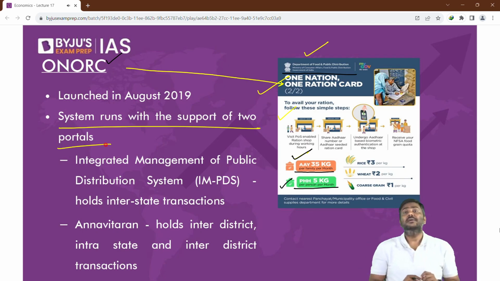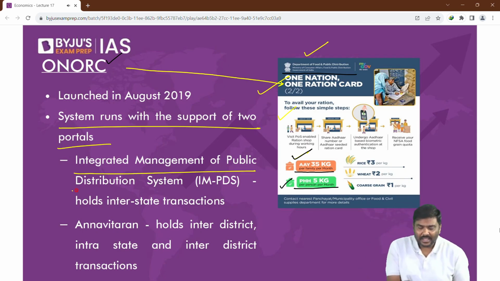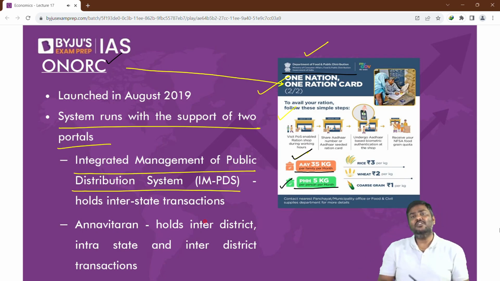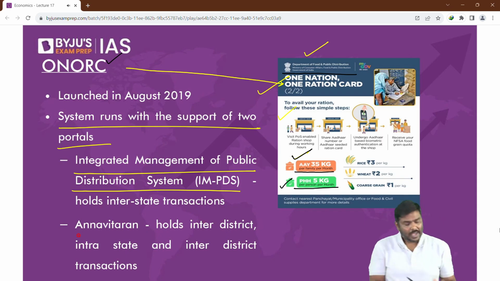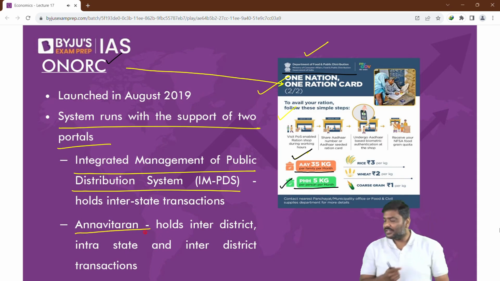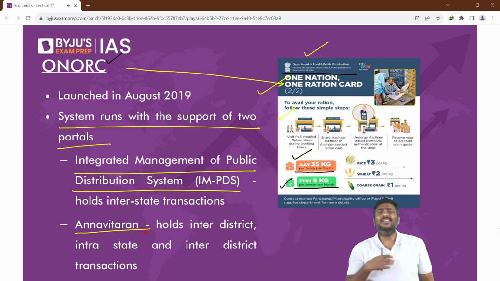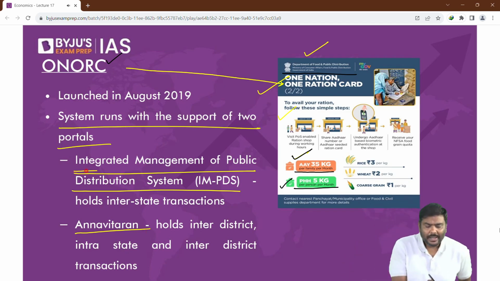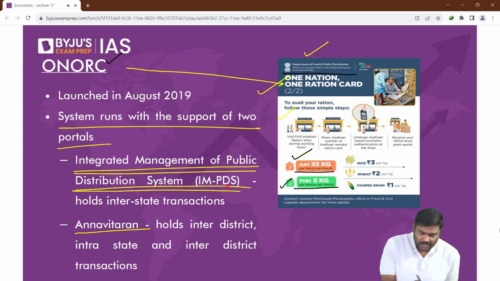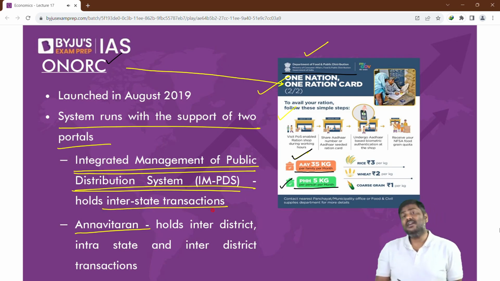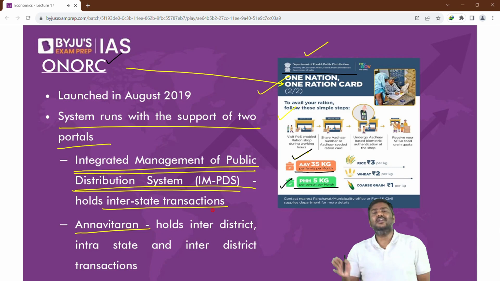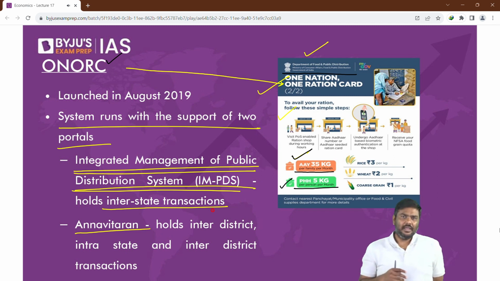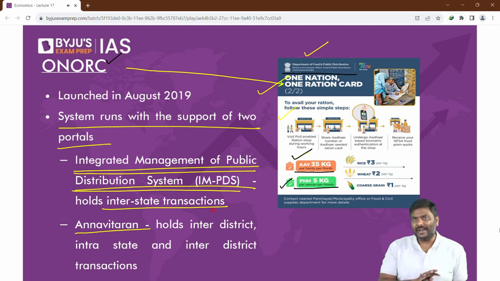Please remember this. There are two systems which are actually used. There are two portals. What are the two portals? One is called the IMPDS, Integrated Management of Public Distribution System, and the second one is called the Anna Vitran Portal. Integrated Management of Public Distribution System will record all the interstate transactions. All the interstate transactions are kept in this portal.